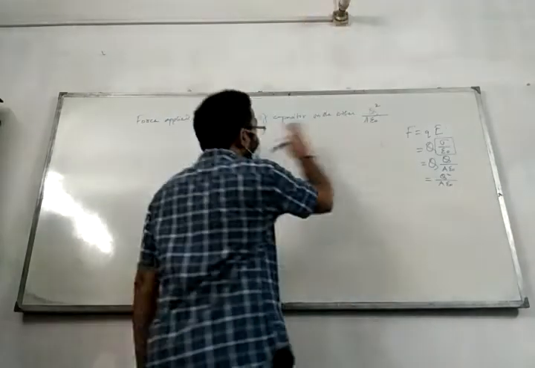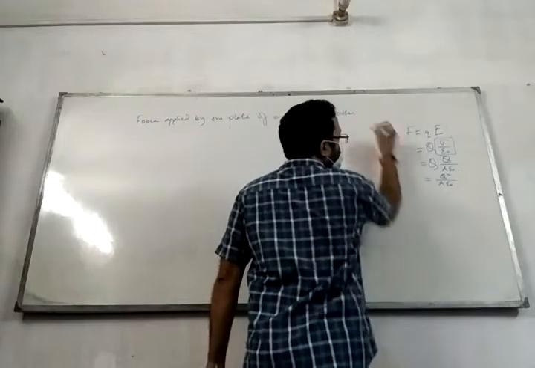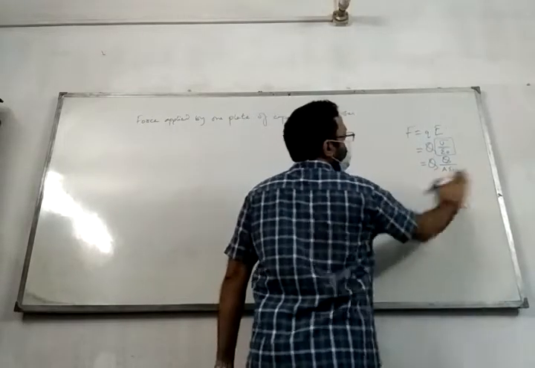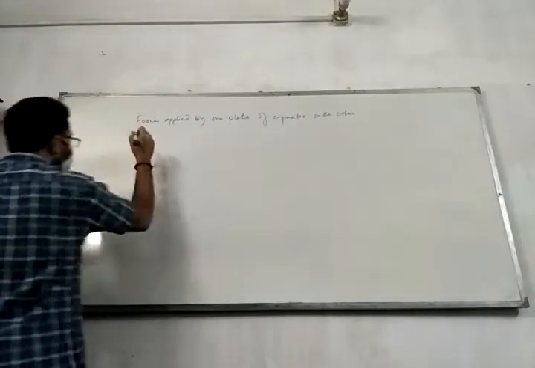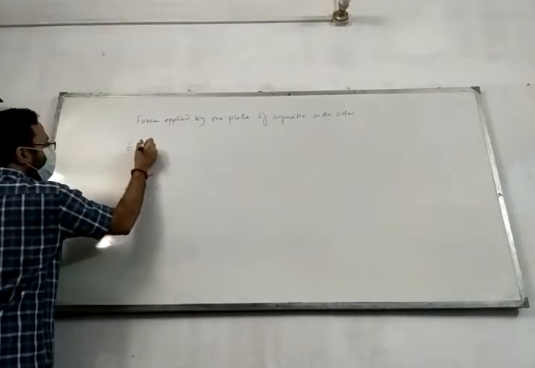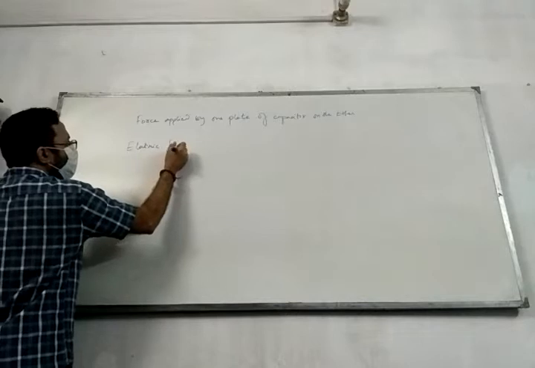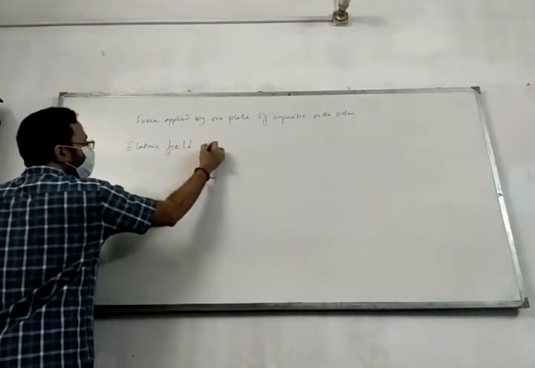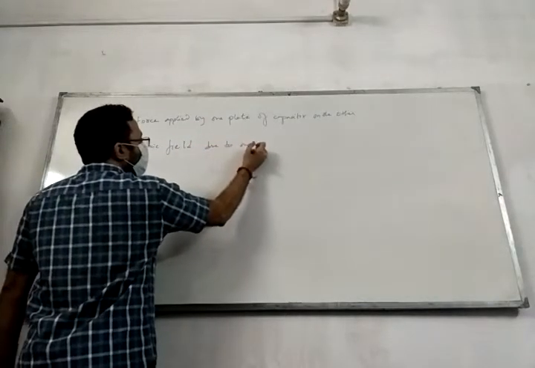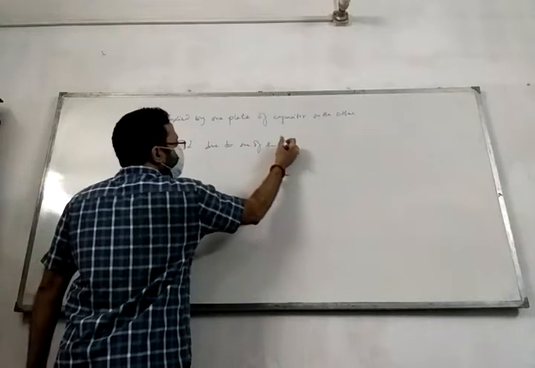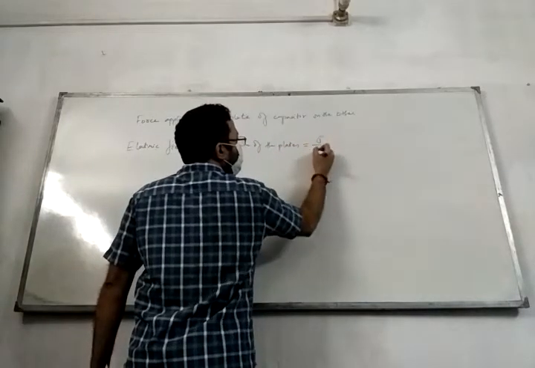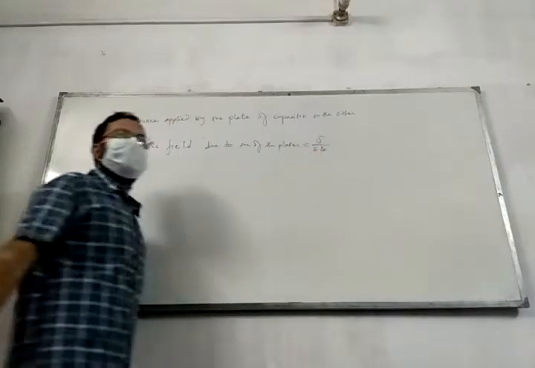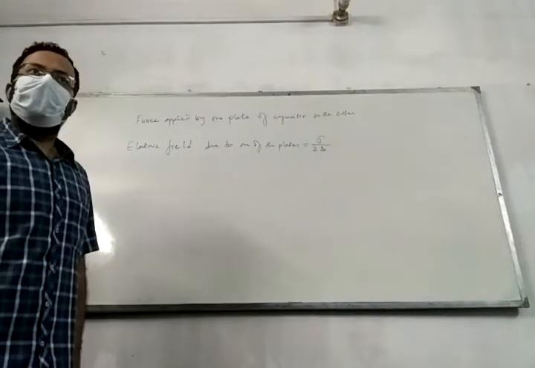So let's write it quickly. The answer is just half, 1/2 multiplied to this. This is the answer. Okay, let's see how we get this. Quickly, write this down. First, the electric field due to one of the plates is equal to sigma by 2 epsilon naught. You know this from Gauss theorem?